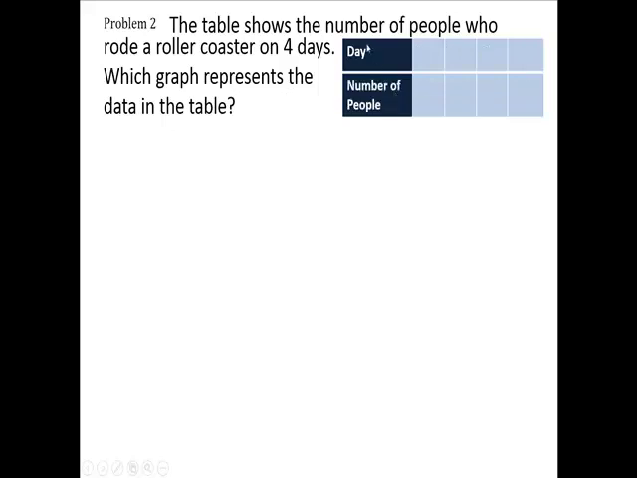Looking at the table, here's the day. Day 1, 100 people rode the roller coaster that day. And day 2, it doubled from 100 to 200. And day 3, it went down halfway in between those two, 150. And day 4 must have been on a weekend because it's just a lot of people that day. 250 people rode the roller coaster that day.